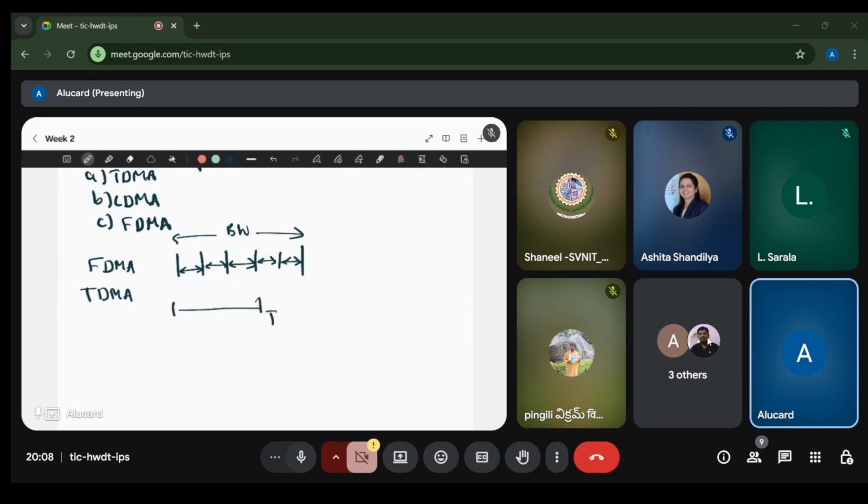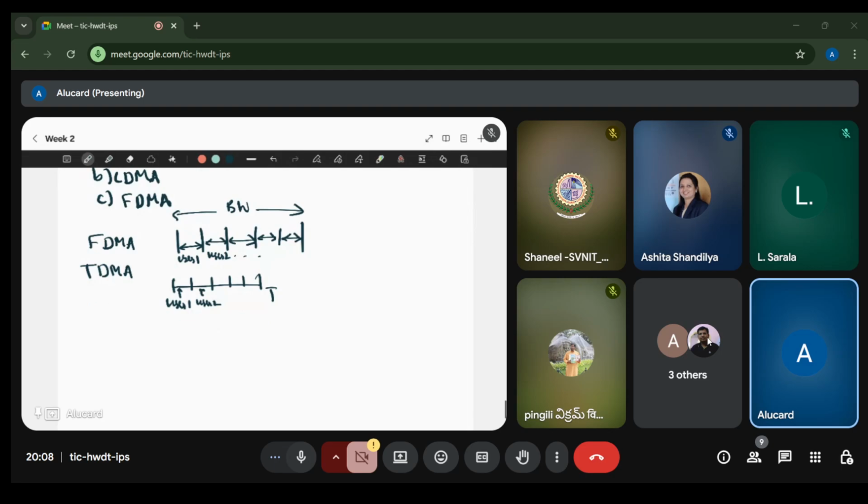In TDMA, the time is divided into slots, so in the first slot, one user will transmit. Second slot, another user will transmit. So in different time slots, different users are transmitting. But what does that mean in terms of bandwidth? You think for yourself.